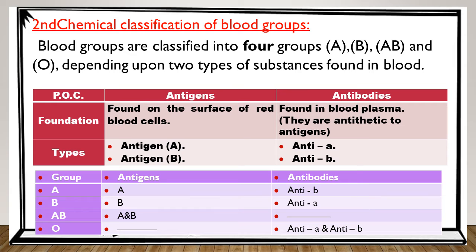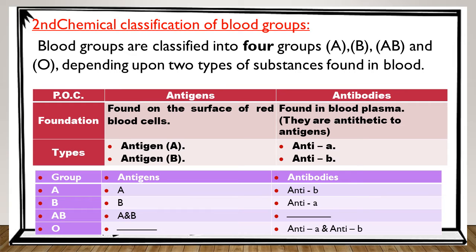The person who has blood group B has antigen B and antibody A. Antibody A cannot combine with antigen A because antibody is antithetic to the antigen. So take care that antigen A cannot meet antibody A, or blood clotting will happen.